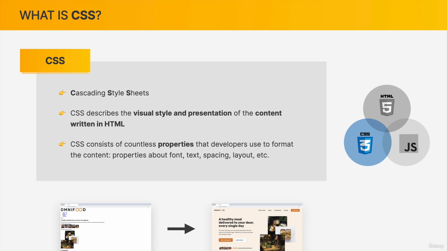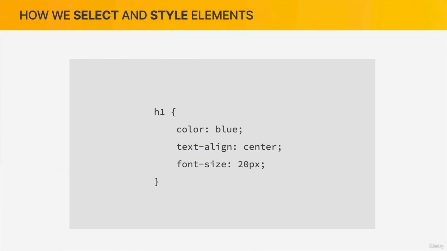So let's now take a look at an actual piece of CSS code. So this is what a typical small piece of CSS might look like. And it always starts with a selector. So for example, if we want to style all the H1 elements on the page, we need to select it in CSS, and then we can apply some styles to it.